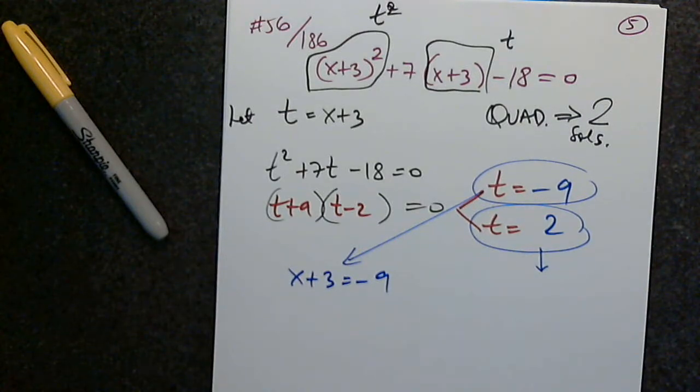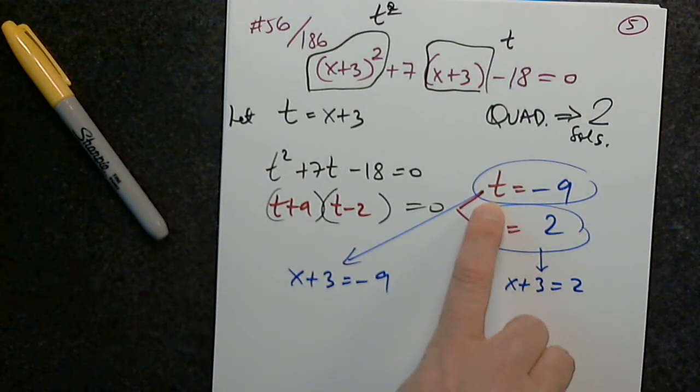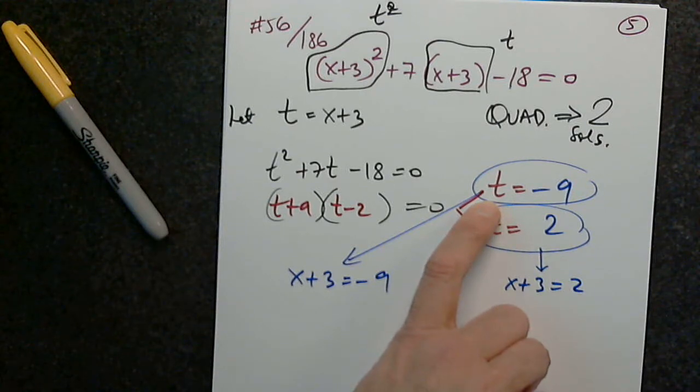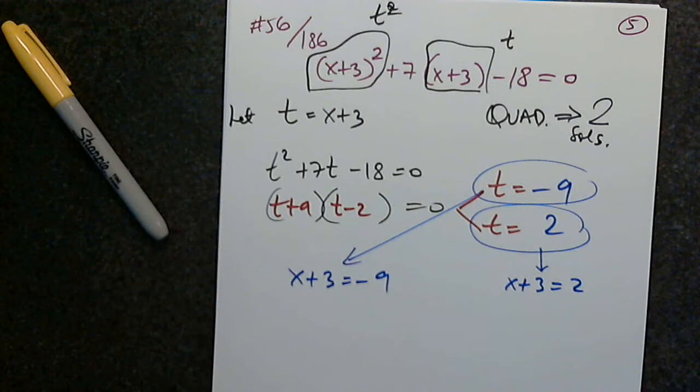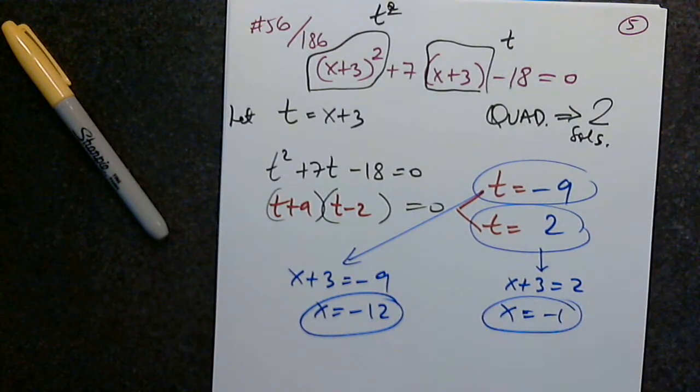Can anyone give us the second equation? X plus 3 equals 2. Right. You can't make things up. You only have t, right? It's not t squared. It's just t. And t is x plus 3. So therefore, x equals negative 12 as the first solution, and x equals negative 1 as the second solution.